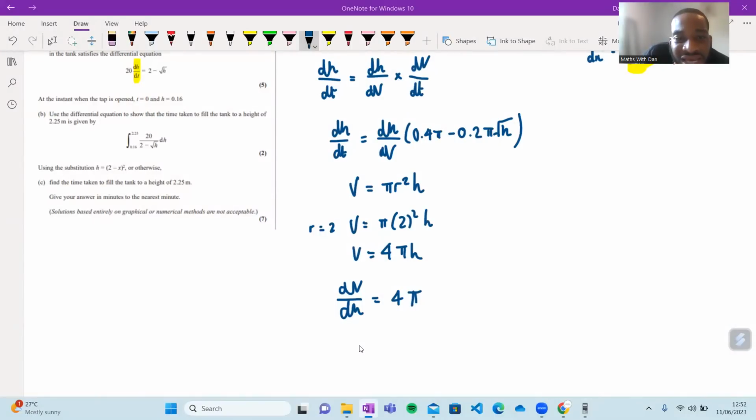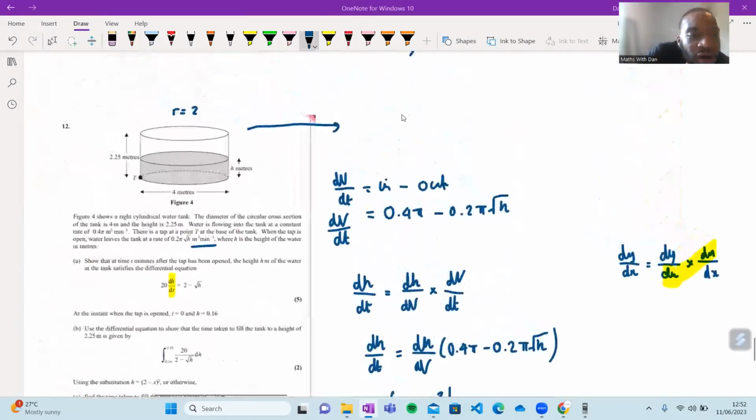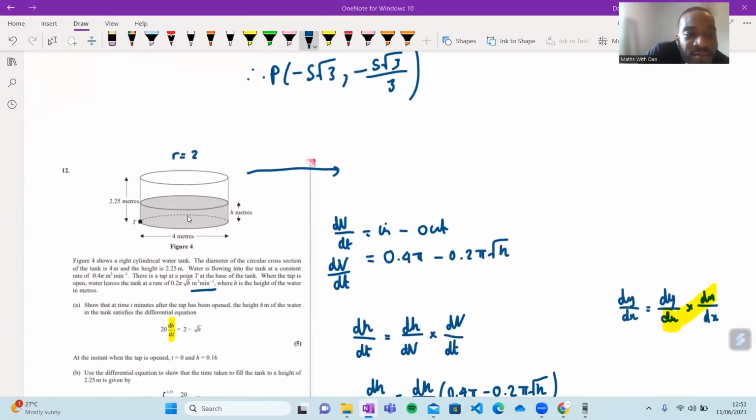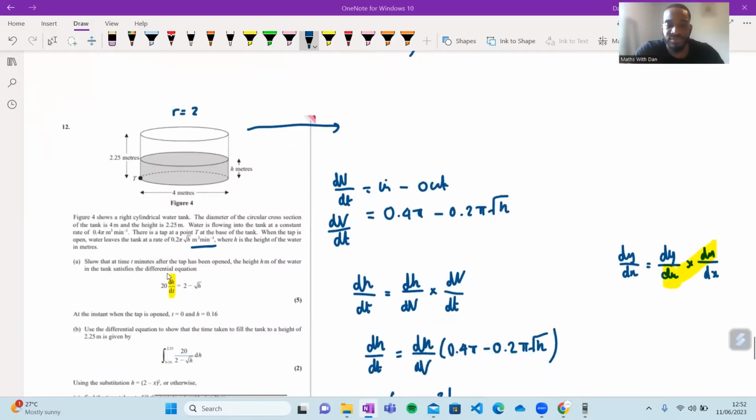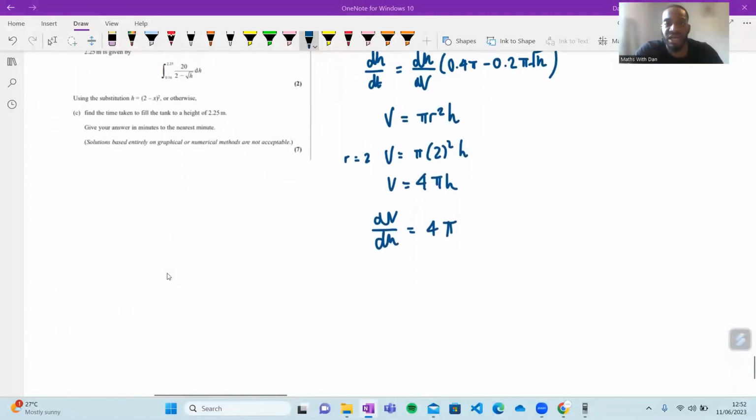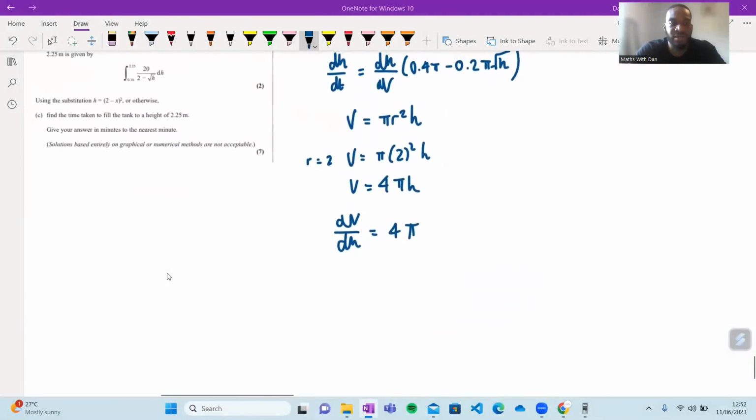I'm confused. Is H the height of the cylinder, or is it the height of the water? H is the height of the water, isn't it? Yeah. H is the height of the water, because remember, we're modeling the water going into the tank and there's a tap at the bottom. So H is the height of the water. That's what we're modeling. I hope that's clear for anybody that was asking in the chat.